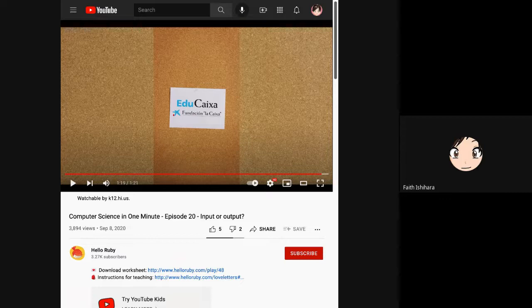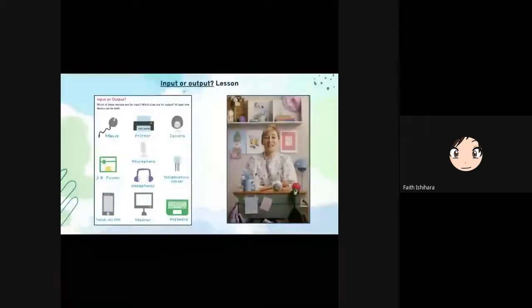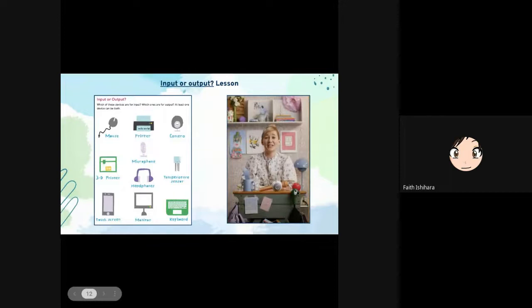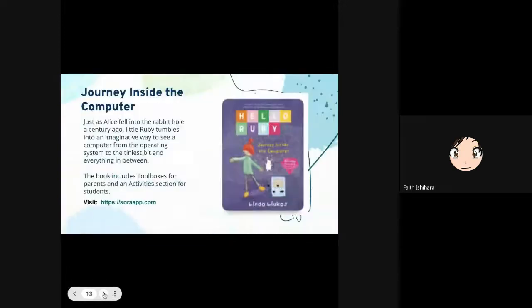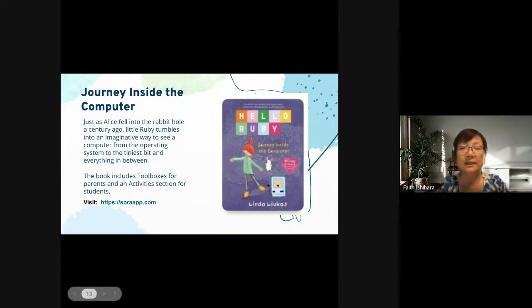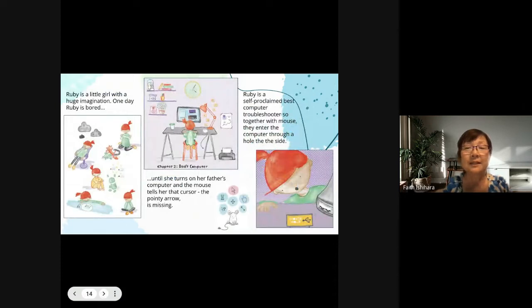Okay, so I'll go back to our slides. That sorting game is in a book by Linda Lucas, and she has a series called Hello Ruby. So we're going to take a look at one of the titles in her series, Journey Inside the Computer. So in this story, this little girl, Ruby, is bored, and so she goes to her father's computer and turns it on, and she realizes that there's no cursor.